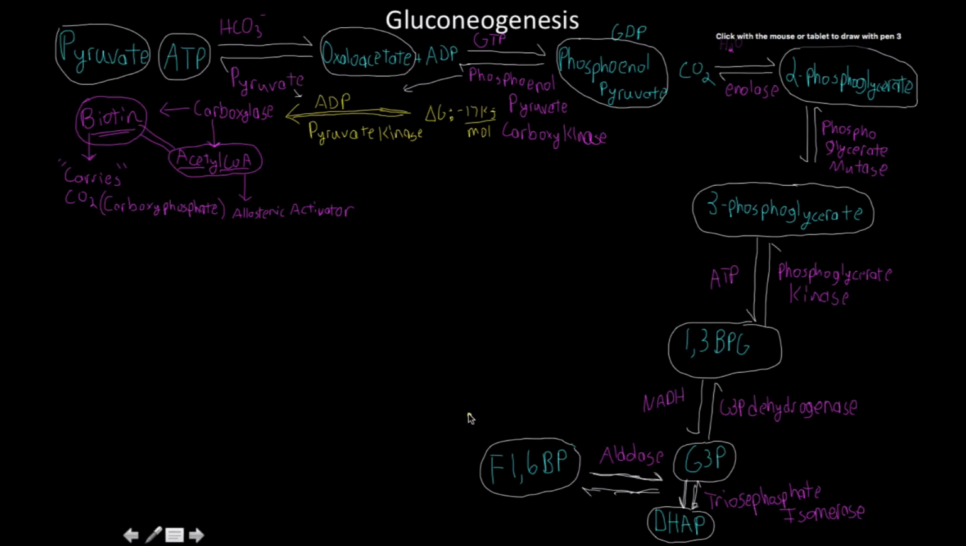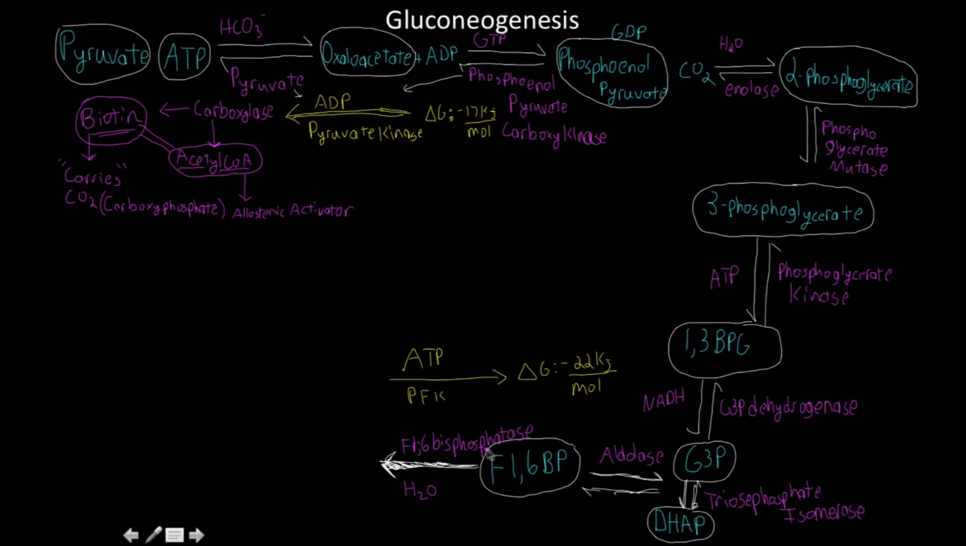And the enzyme that we have to overcome here is phosphofructokinase. I will abbreviate that as PFK, phosphofructokinase, right? The delta G of this reaction is negative 22 kilojoules per mole. And the way that we overcome this is through the use of water and an enzyme called fructose 1,6-bisphosphatase. I know that got messy there, but a bisphosphatase means that it cleaves a phosphate, right? So we're going to be cleaving away a phosphate, and in the process we're converting our fructose 1,6-bisphosphate down to fructose 6-phosphate.